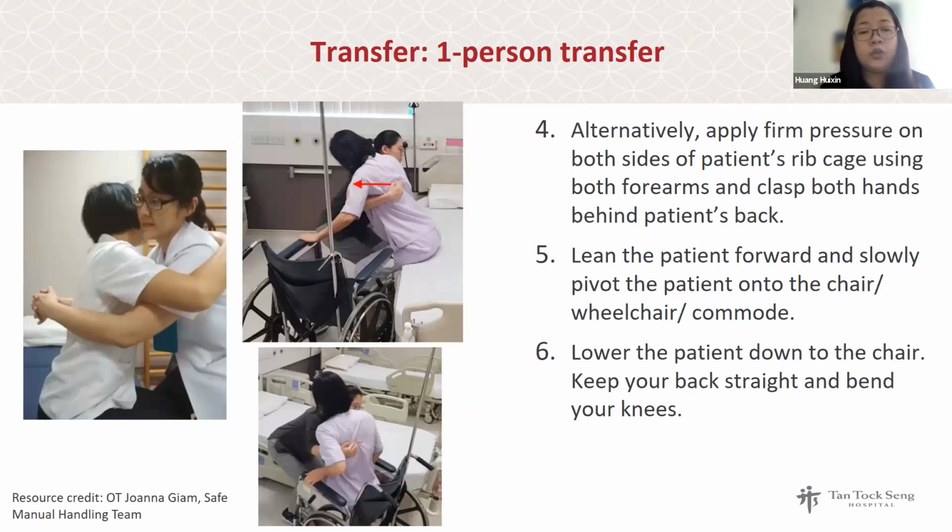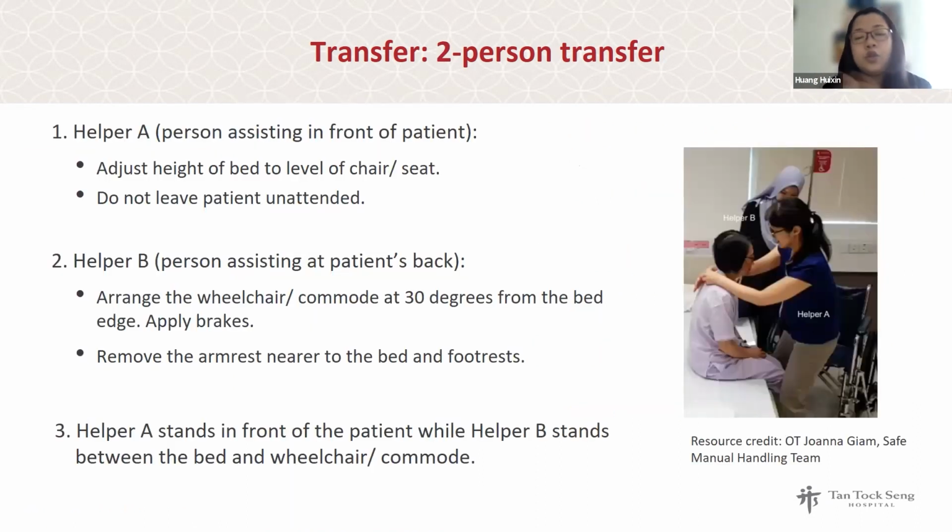But we all know that some of the patients might not be able to hold as per what we suggested, so we might ask them to hug the helper tightly by gripping their own hands behind the helper's rib cage, like what is shown here, and get the patient to lean forward before we slowly turn the patient onto the chair. We also do two-person transfer whereby we get a second helper to help.